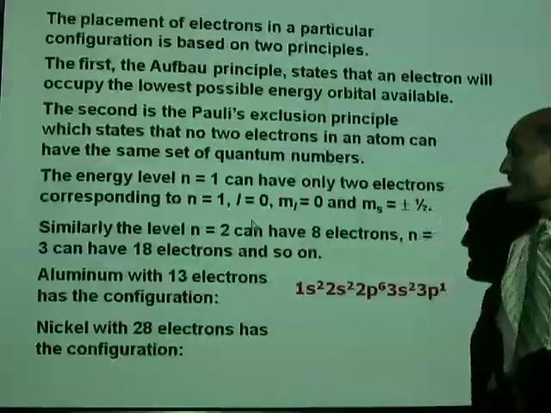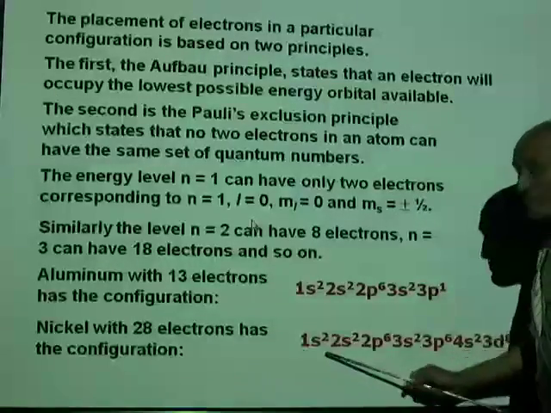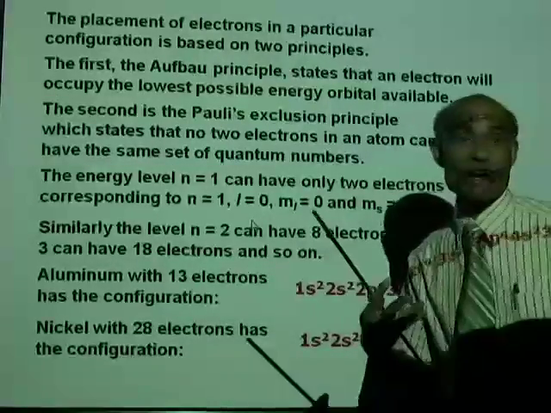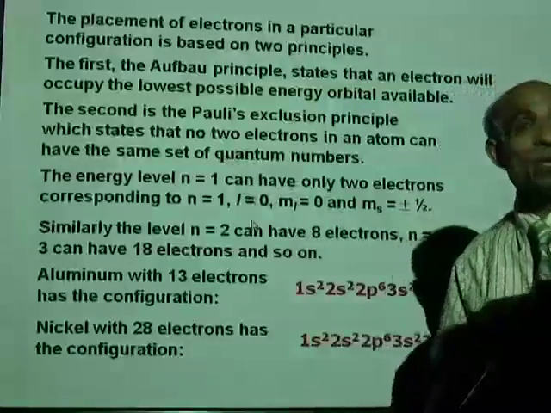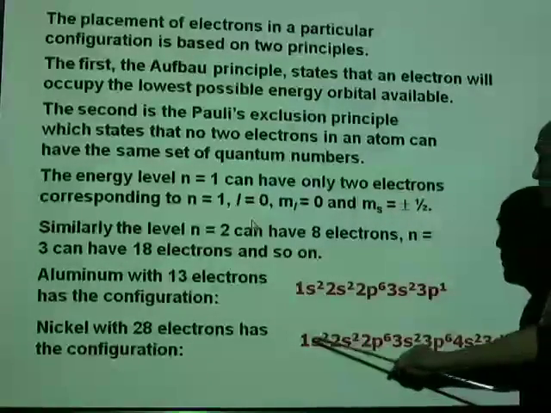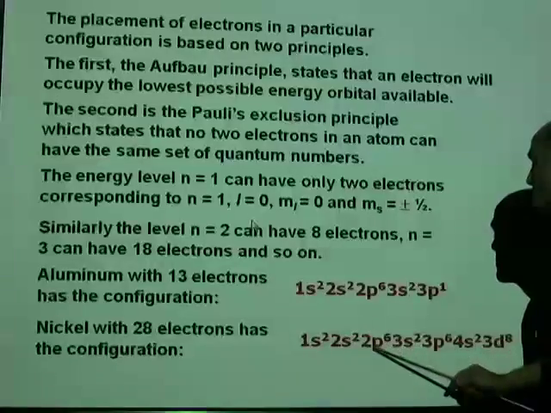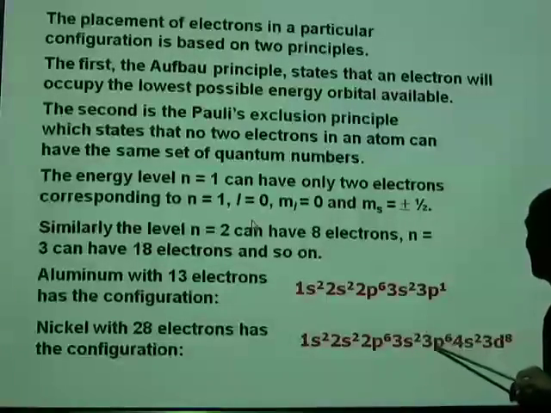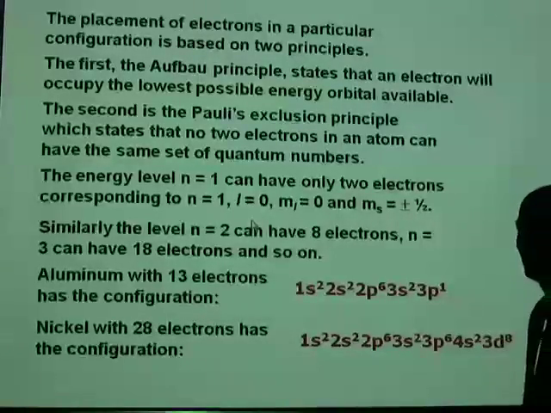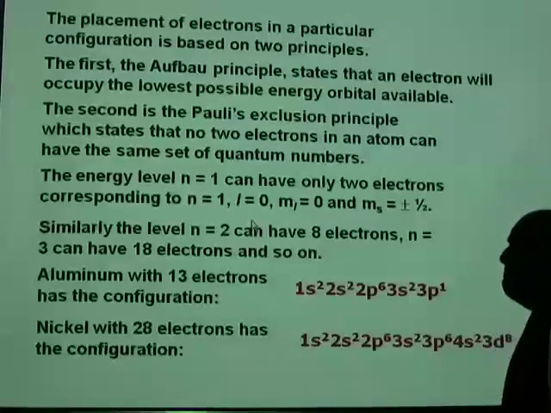Nickel with 28 electrons has this configuration. You can actually now figure out the configuration of many more elements: 1s2, 2s2, 2p6, 3s2, 3p6, 4s2, 3d8, and so on.